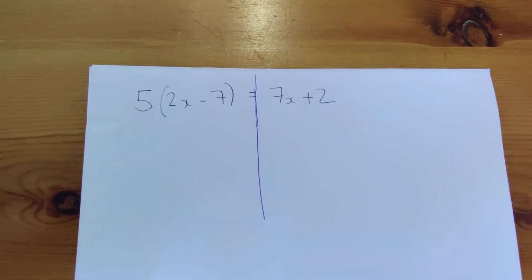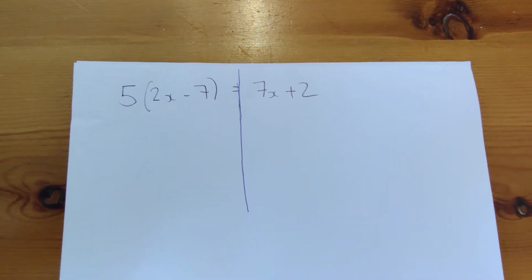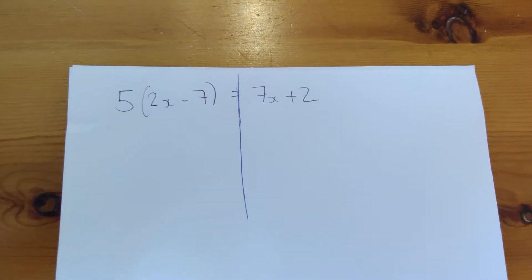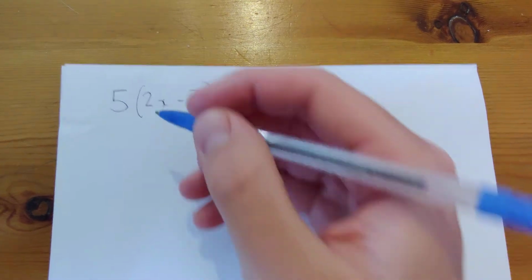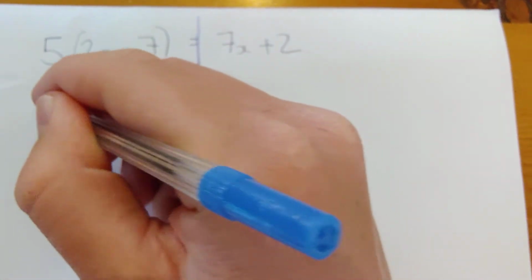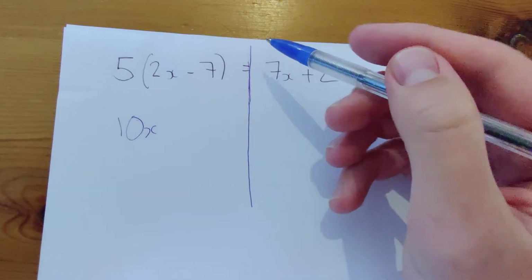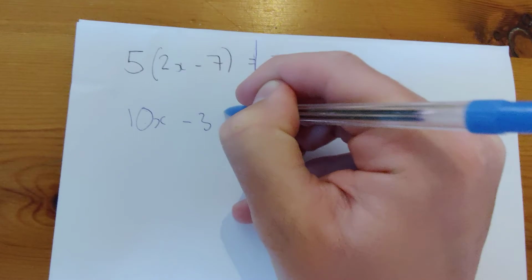Loads of different equations, loads of different things you can do. Most of you are already pretty hot on this. It's a recap topic, okay? On this one, most of you know that the first thing you want to do is expand the bracket. So I'm going to go ahead and do that. 5 lots of 2x is 10x, and 5 lots of minus 7 is minus 35.